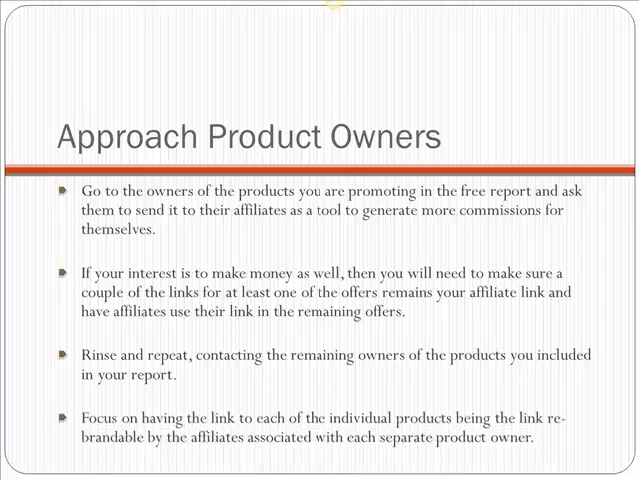Focus on having the link to each of the individual products be rebrandable by the affiliates associated with each separate product owner. So if there are four things in there, product A's link goes to that product, and you want to make sure it's rebrandable so they can rebrand it with their own affiliate link. Product B would be product owner B's affiliates, product C would be product owner C's affiliates, and so forth.